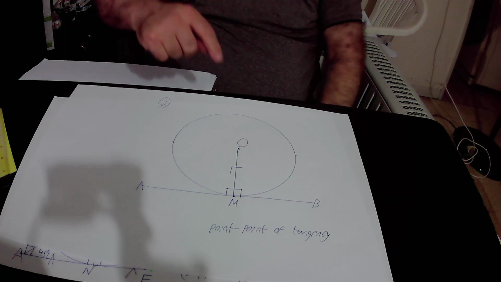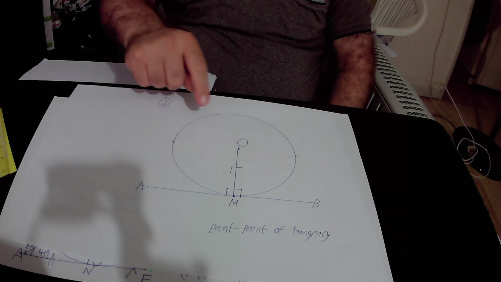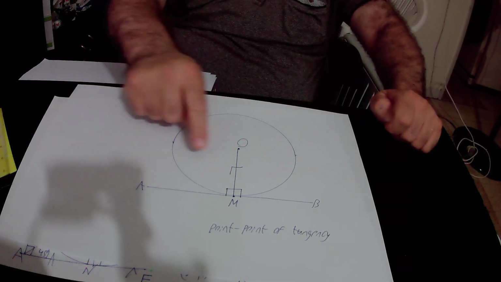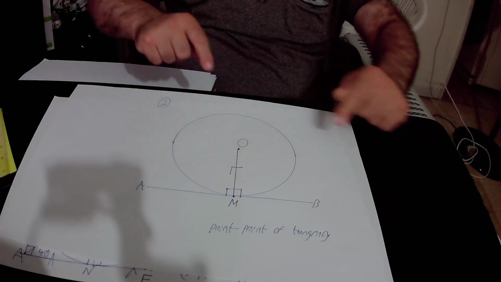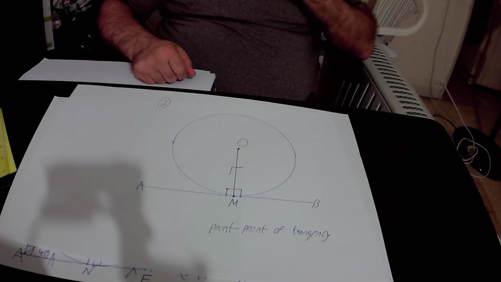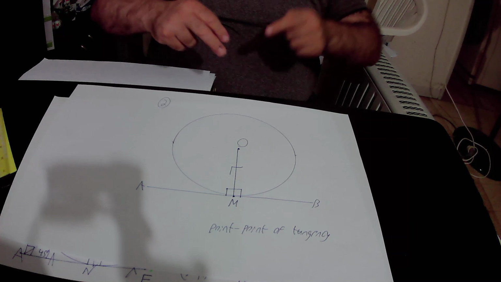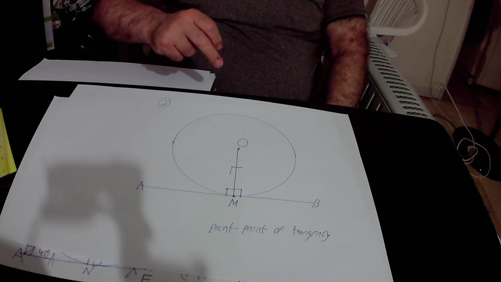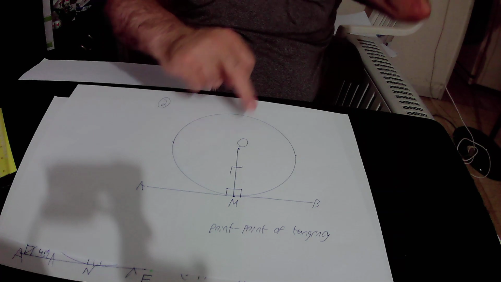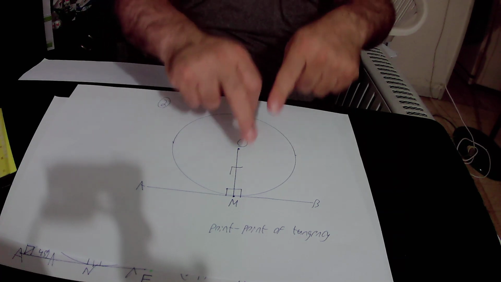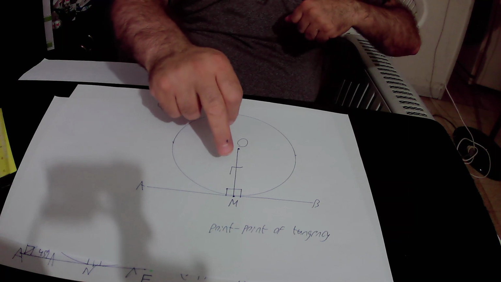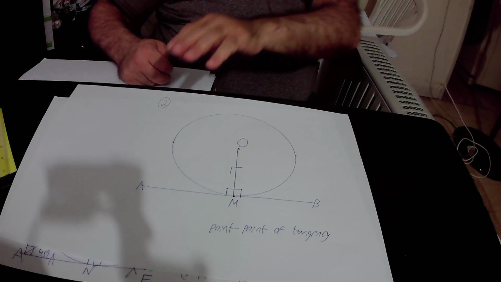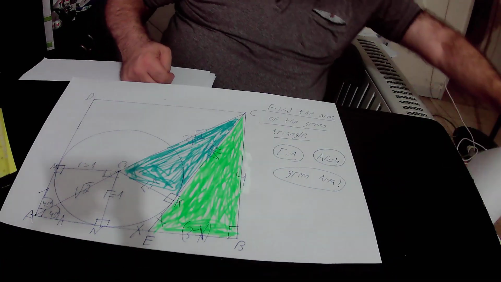So whenever you have a radius that is drawn to the point of tangency, then the tangent will be perpendicular to this radius. That is to say, tangent AB is perpendicular to this radius. This angle equals 90 degrees, and this angle also equals 90 degrees. Okay? And we implemented rule number 1 in our drawing.